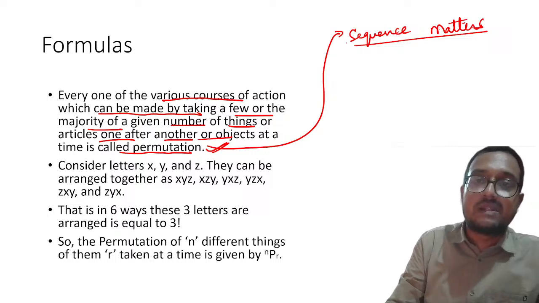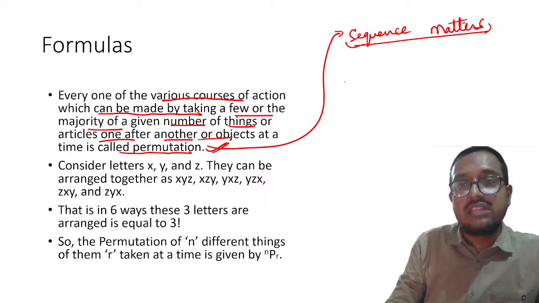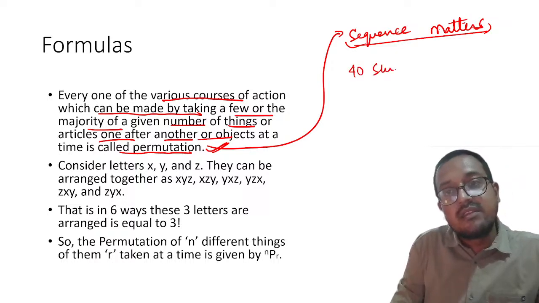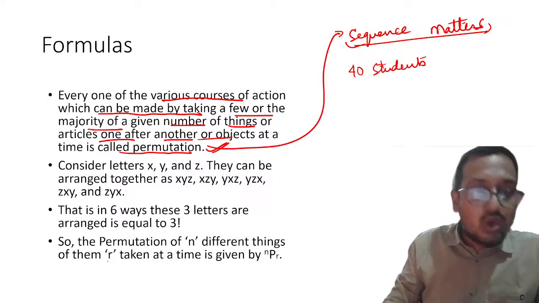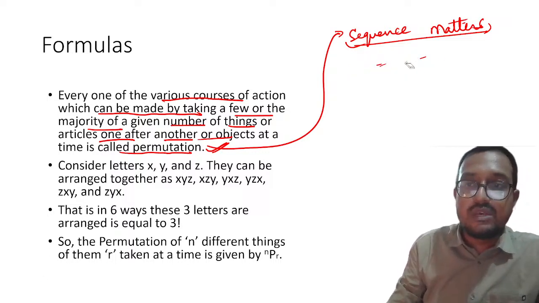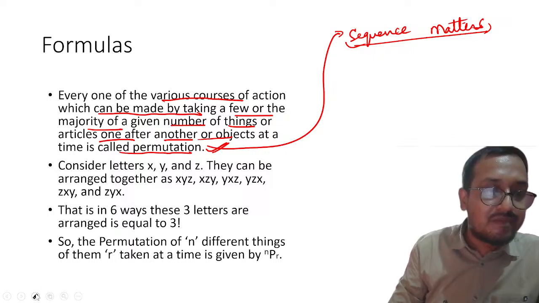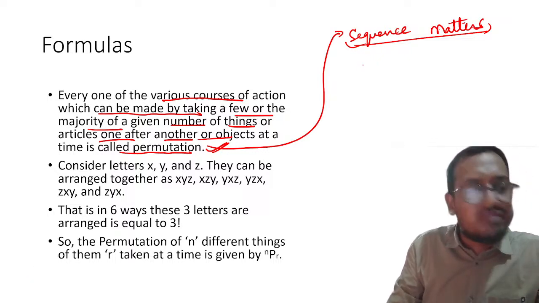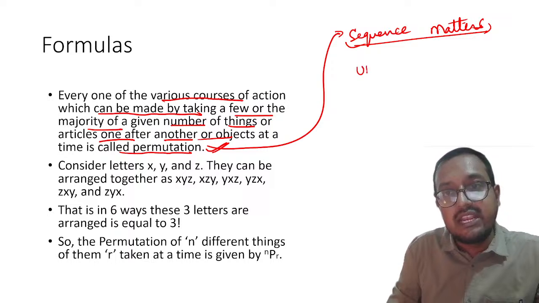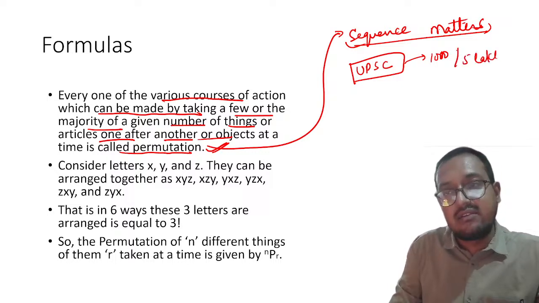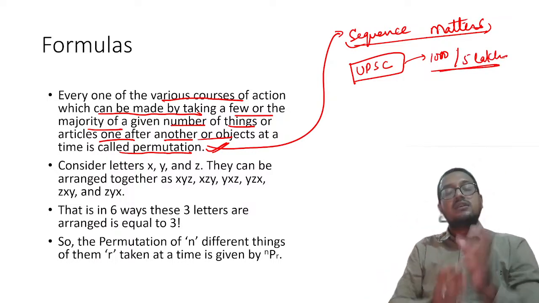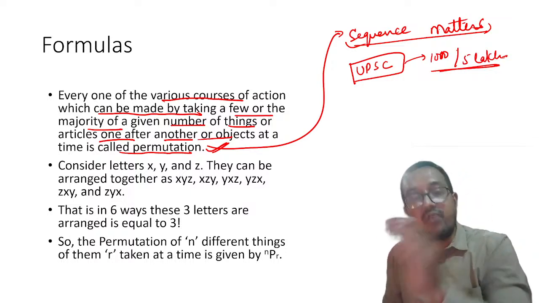For example, suppose I want to find out the combinations. Let us say the class has 40 students. Or maybe you are all giving UPSC exams. So let us take that examination. You all know that approximately every year 1,000 students get selected. UPSC will select 1,000 students out of let us say 5 lakh. In what way can these 1,000 people be chosen out of 5 lakh?